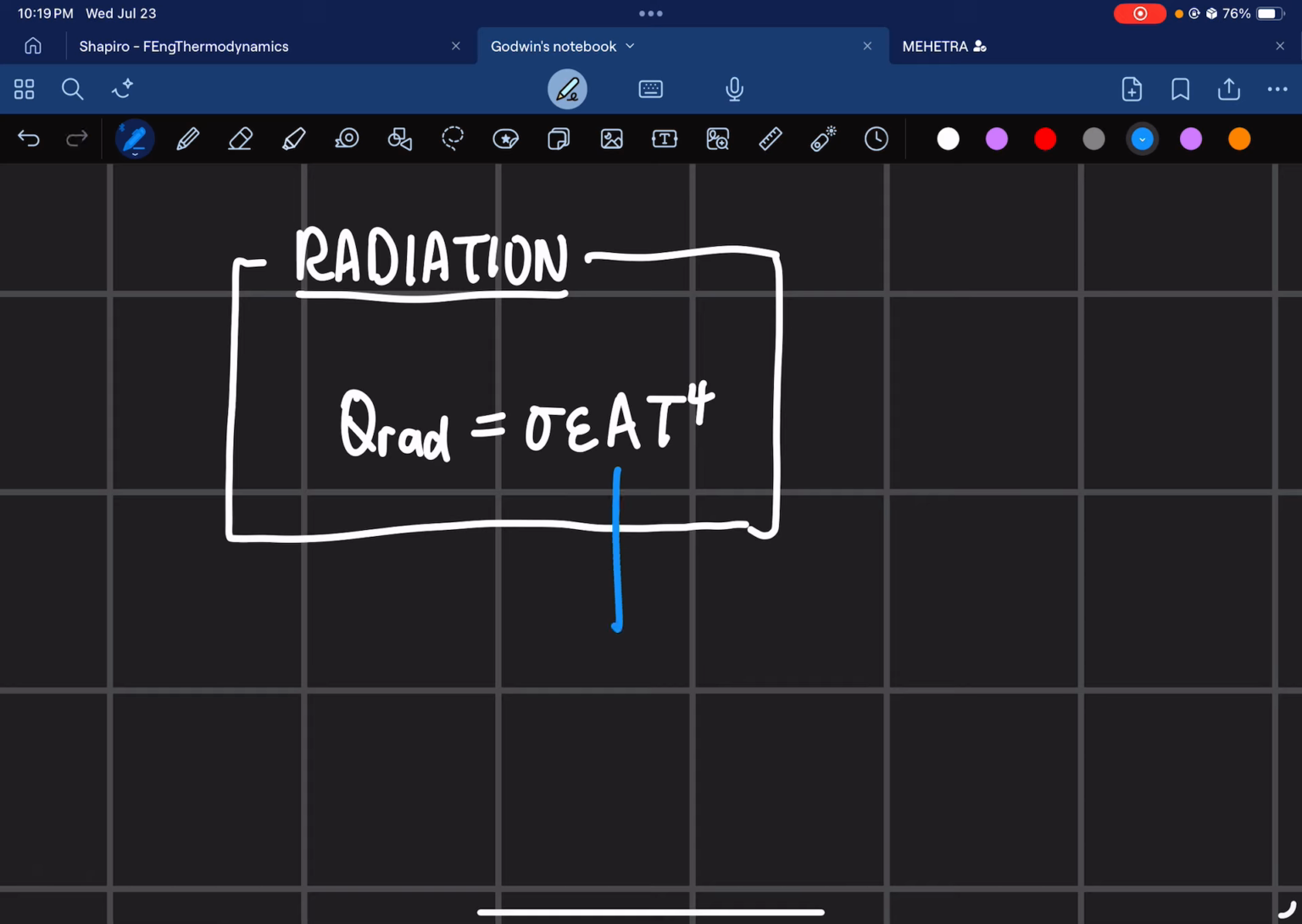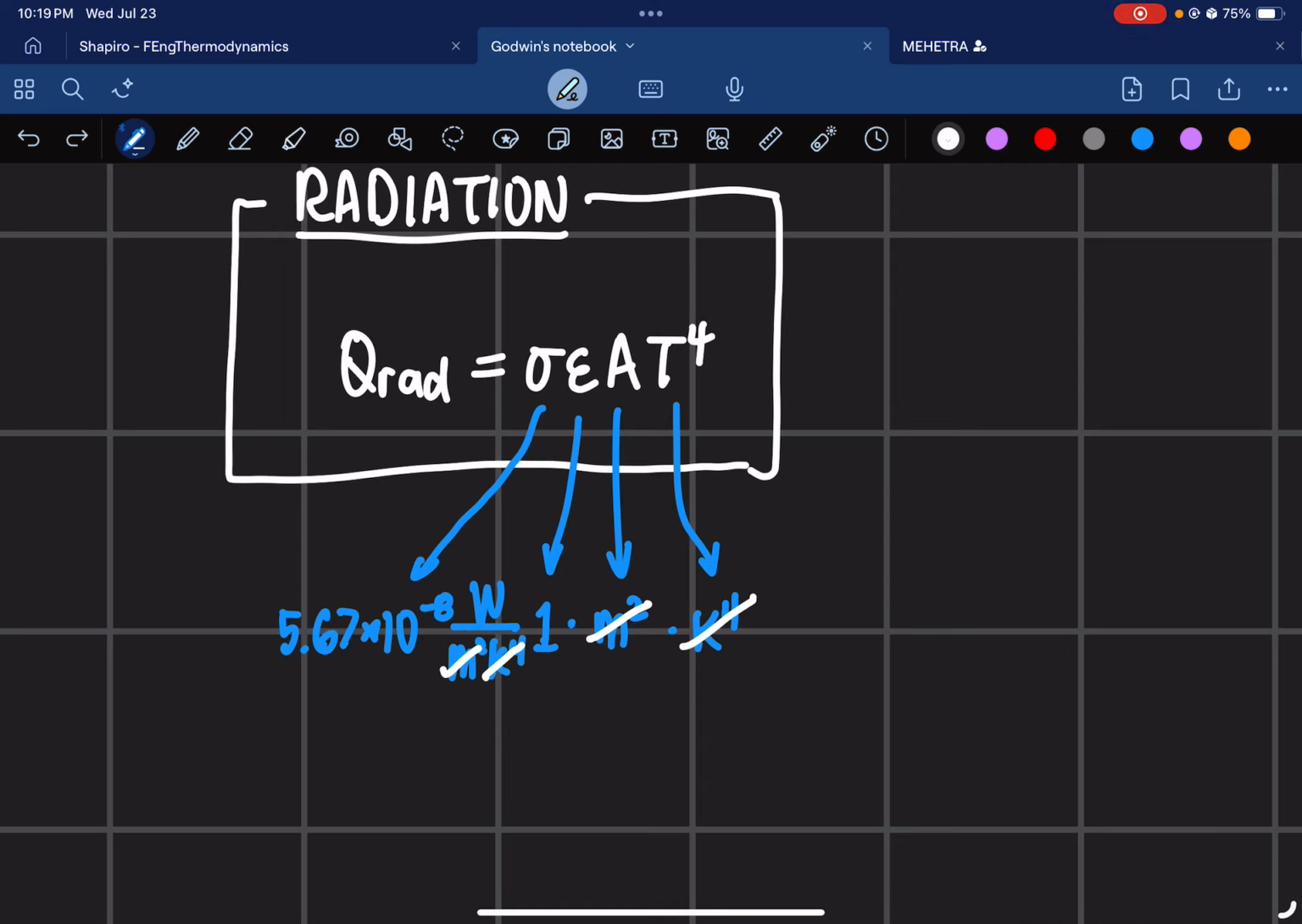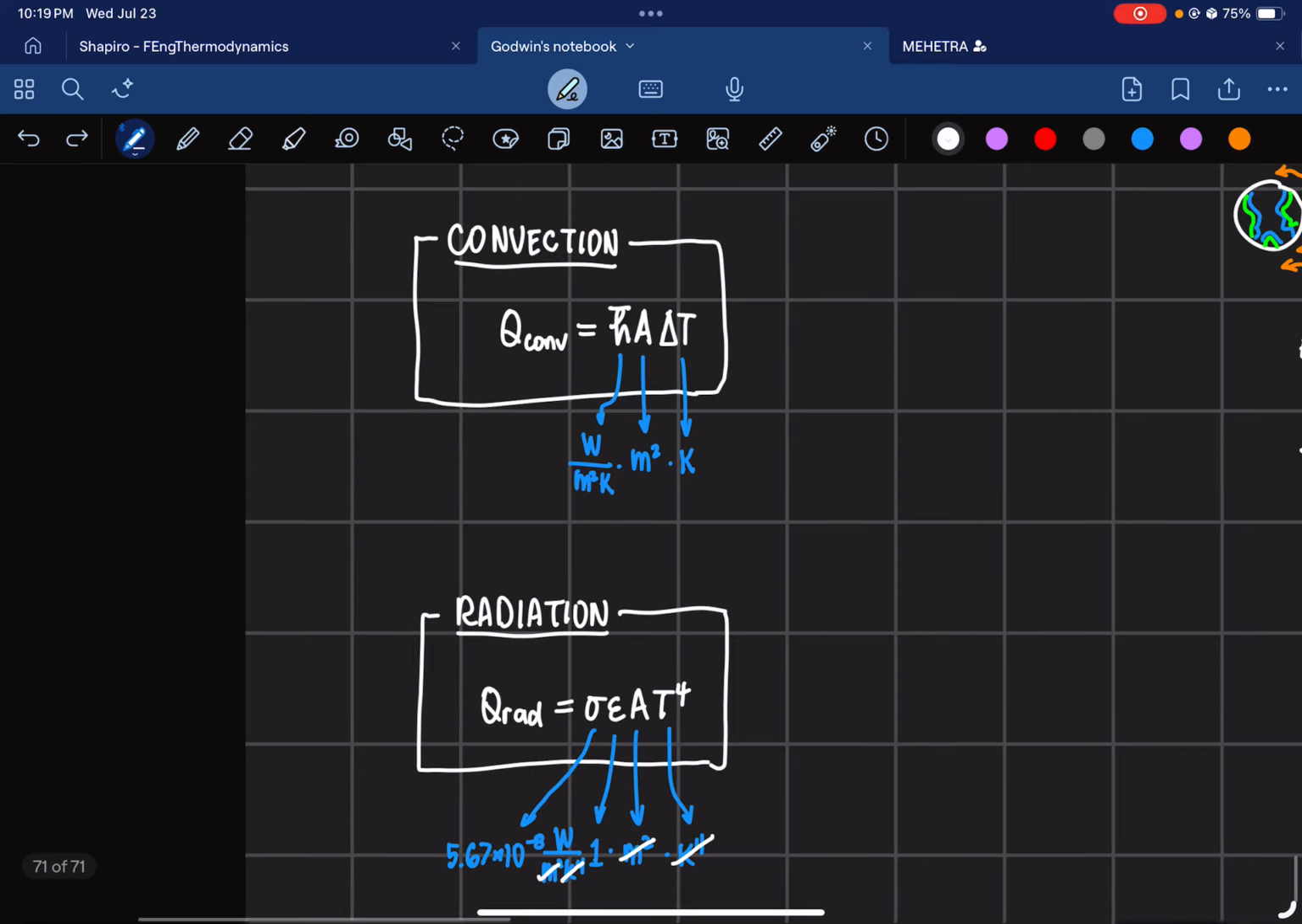And again, let's try this out. We will have meters squared. We will have kilogram, continuing. We will have Kelvin raised to 4. The emissivity is unitless. And then finally, this one is 5.67 times 10 raised to negative 8 watt per meter squared Kelvin raised to 4. Which you can see, cancel. We will have watts, same as before with here. Cancel.